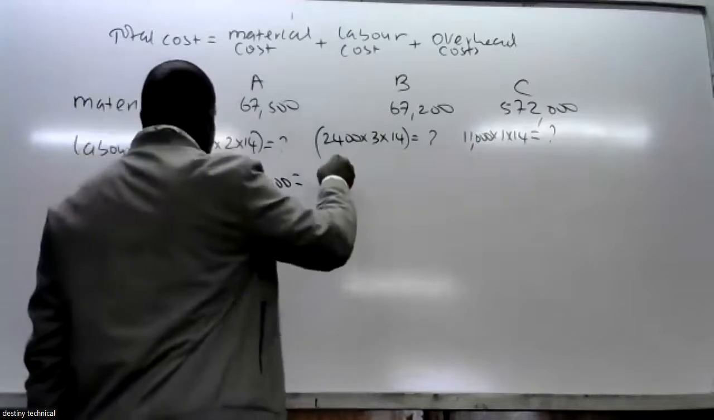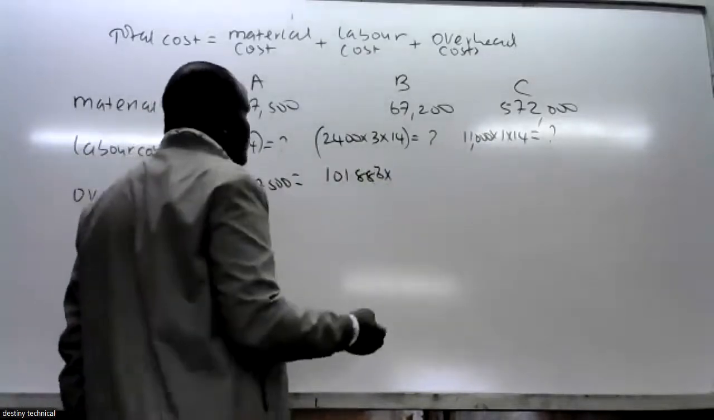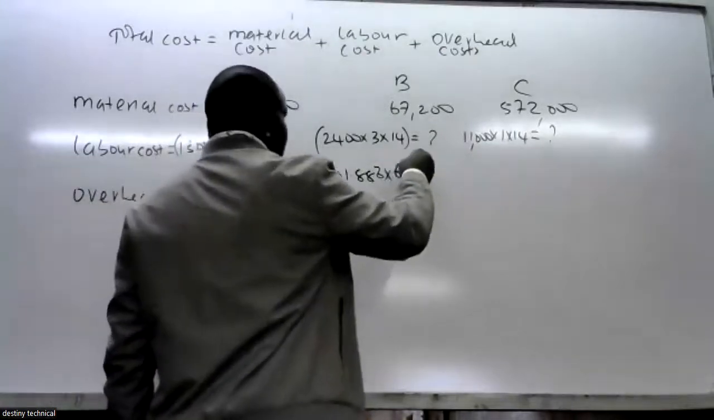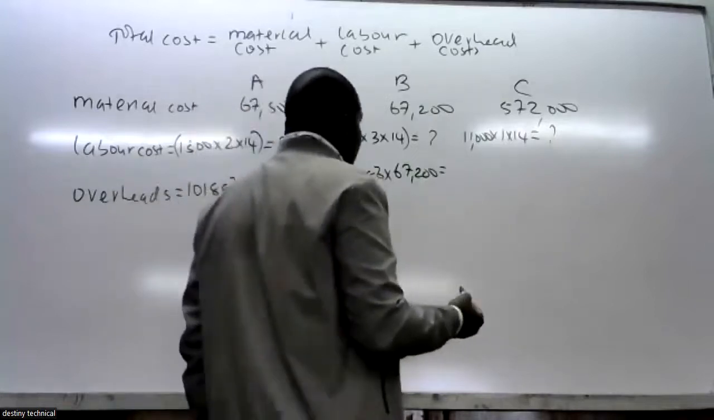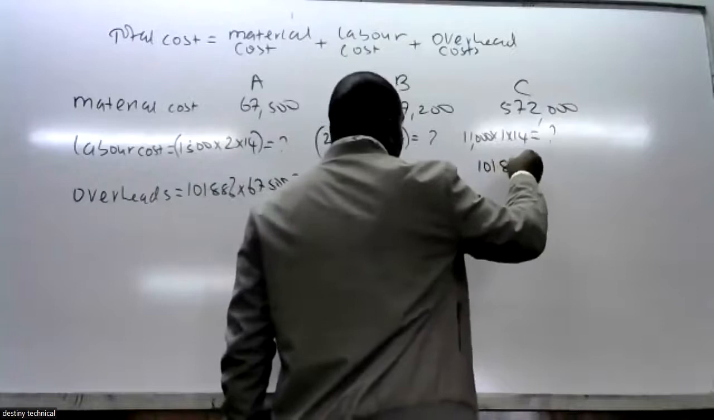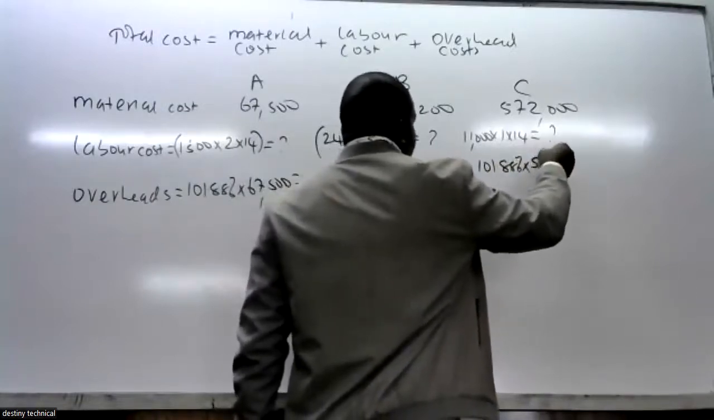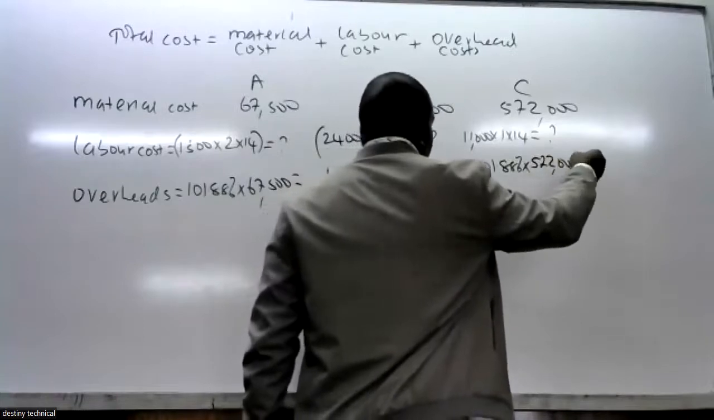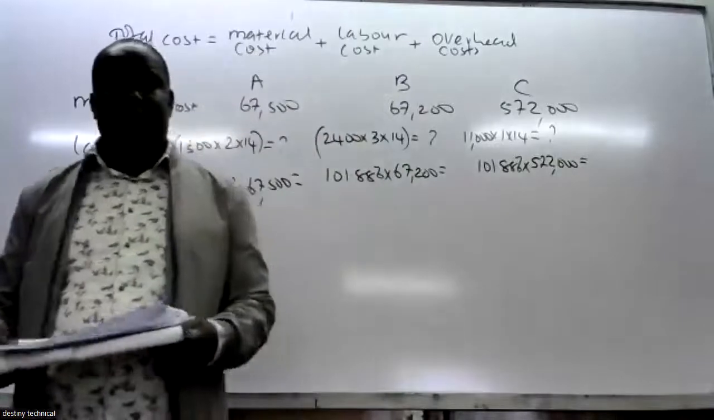This other one is also 101.88%, multiplied by 67,200. The next one should also be 101.88%, multiplied by 572.